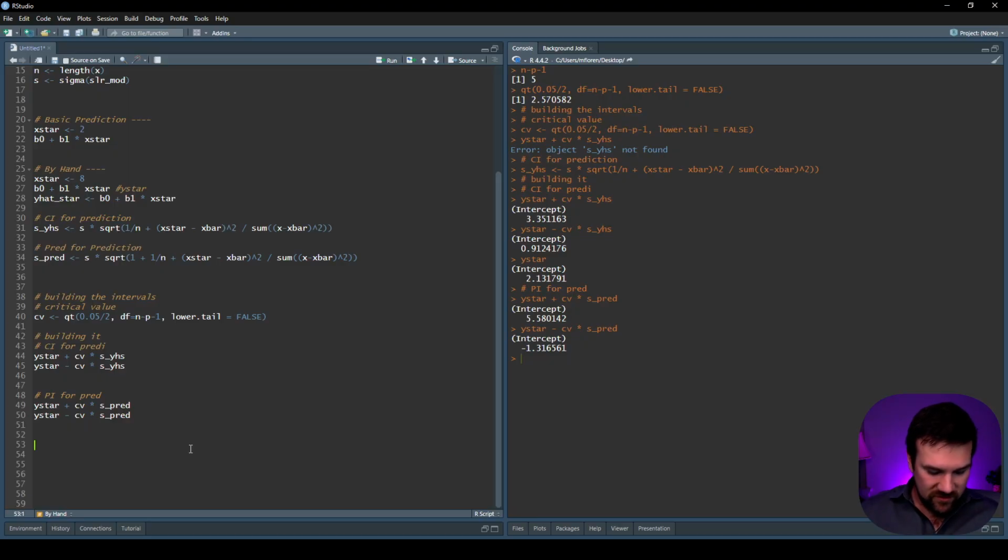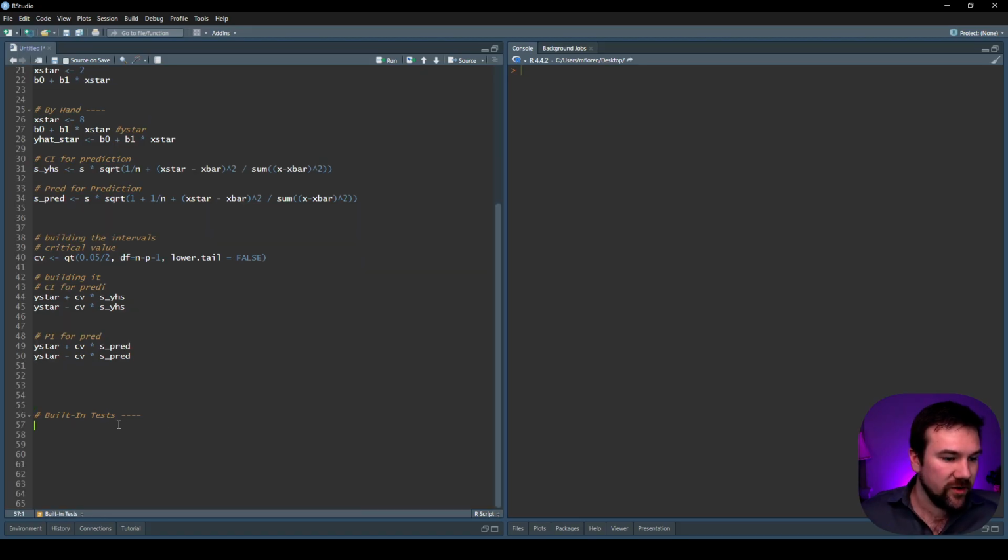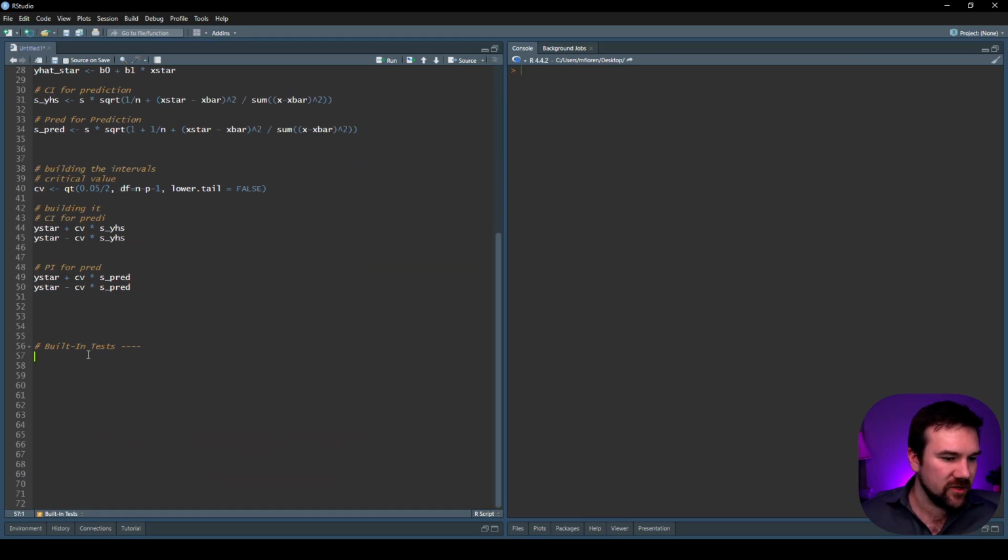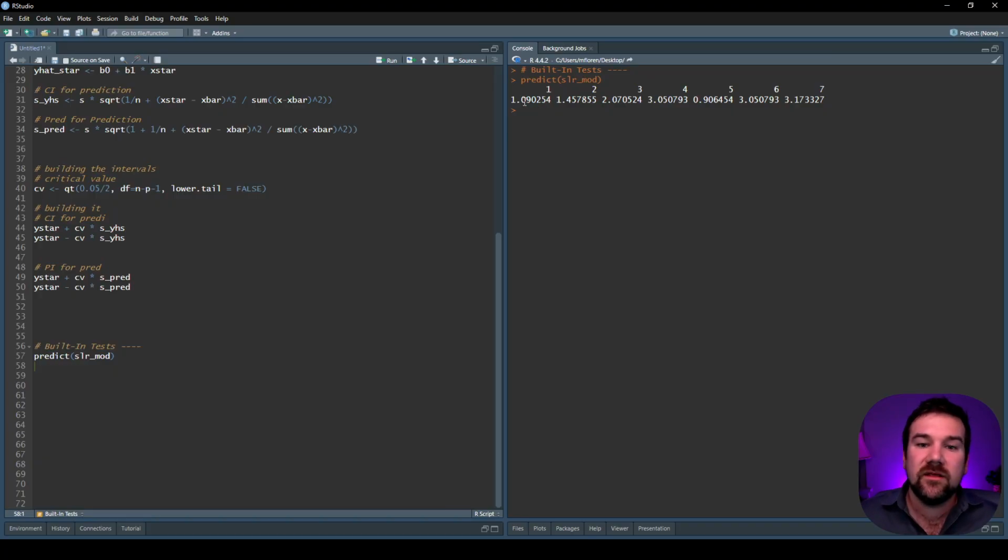Yay. All right, let's look at the built-in functions. For the built-in stuff, we use the predict command. Now the predict command is fantastic, but it has a bit of weird notation. So let's get into it. I'm going to do predict, and then I'm going to give it my model. Remember my regression model I called SLR mod. And now, if I just did this, it gives me all of my y hat values.